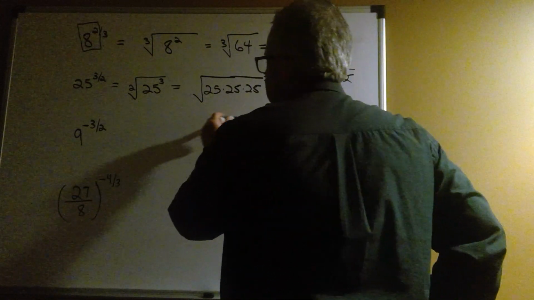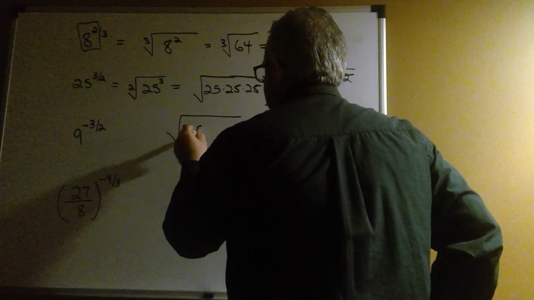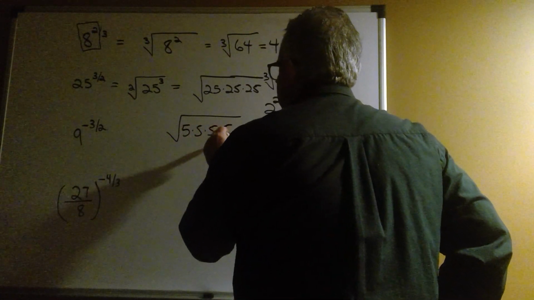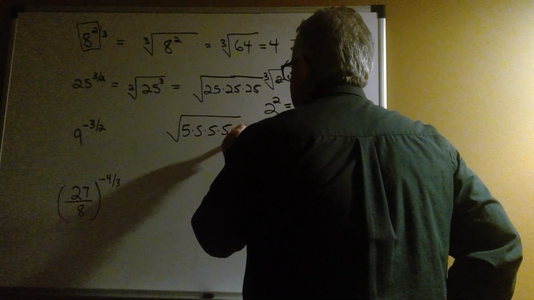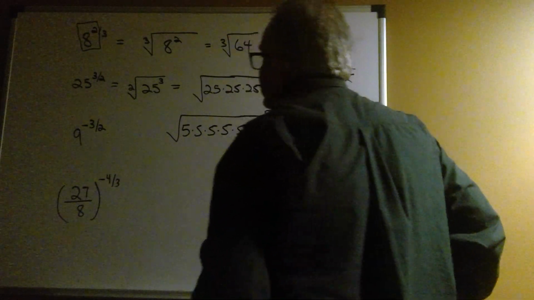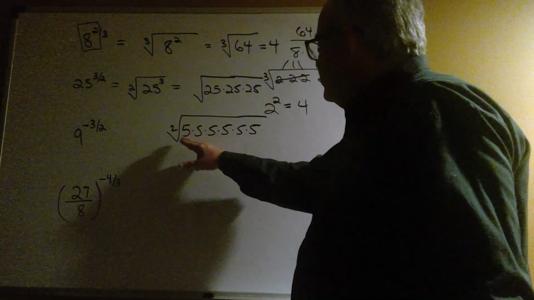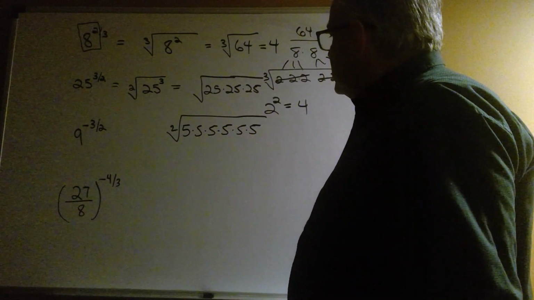So this one I could keep going and break down these 25s. And that would be 5 times 5 times 5 times 5 times 5 times 5. Let's see how I did with that. 25, 25, 25. And now I'm taking the square root again of these numbers.